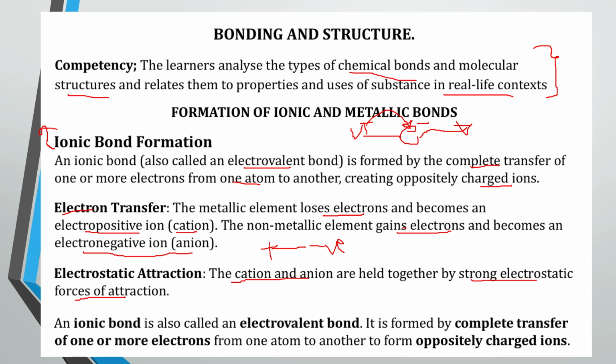Now proceeding, an ionic bond is also called the electrovalent bond, which I have mentioned earlier, and it's formed by a complete transfer of one or more electrons from one atom to another, forming oppositely charged ions. We have already covered this.